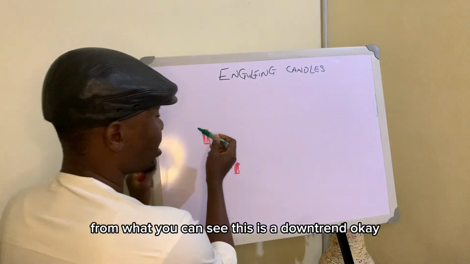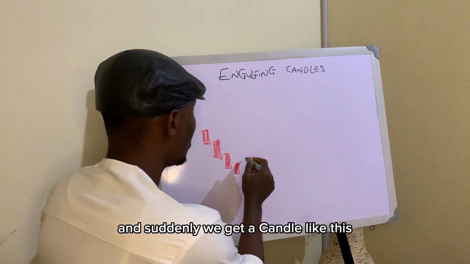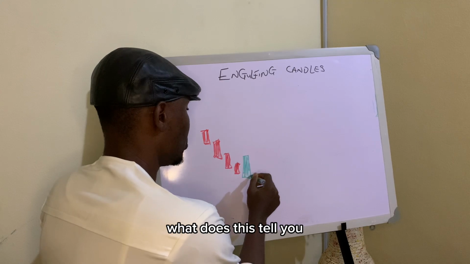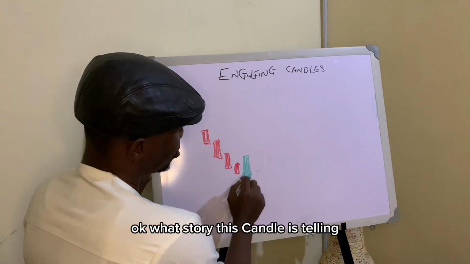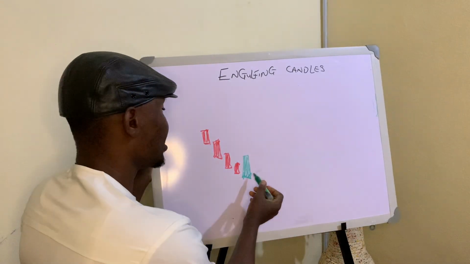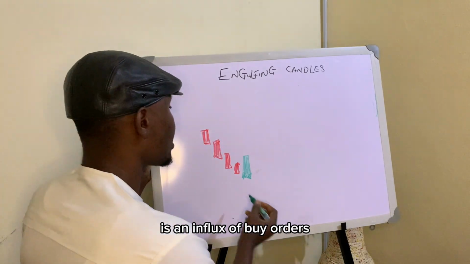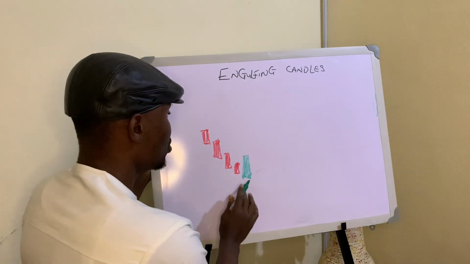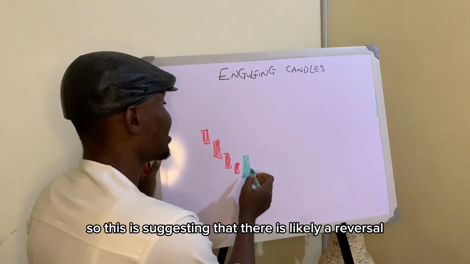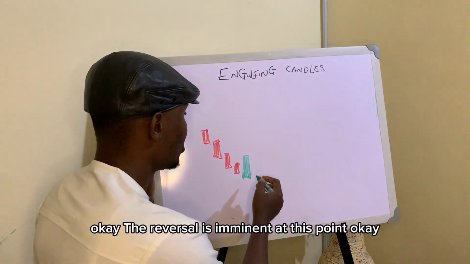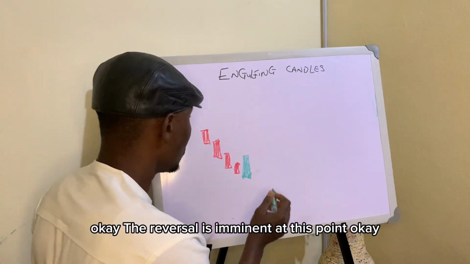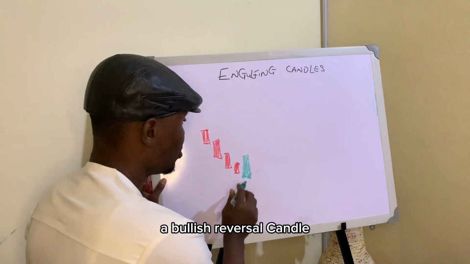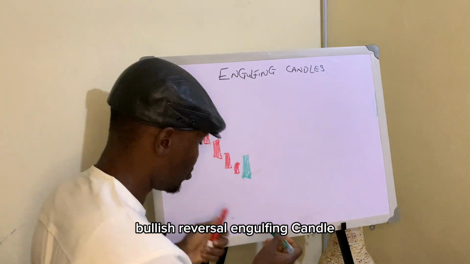From what we can see, this is a downtrend, and suddenly we get a candle like this, a green candle. What does this tell you? What story is this candle telling? This candle is telling that there is an influx of buying orders, the buyers came in at this point. So this is suggesting that there is likely a reversal. The reversal is imminent at this point.